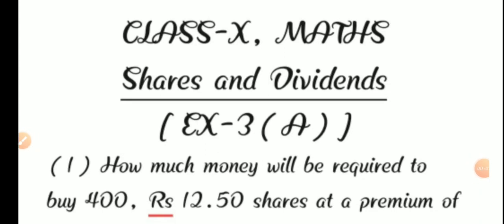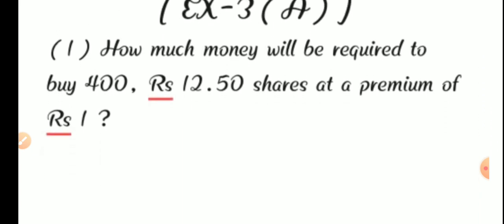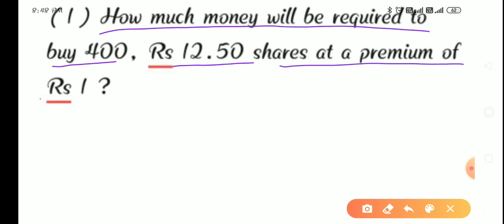Today in this video I am going to solve some questions of exercise 3A. In the last video I explained this exercise through examples, but some of the parents asked me to solve some questions of the exercise. So I am solving some questions of exercise 3A. Question number 1: How much money will be required to buy 400 rupees 12.50 shares at a premium of rupee 1?